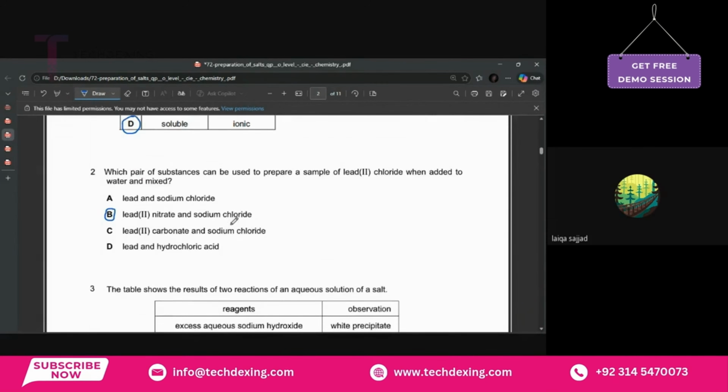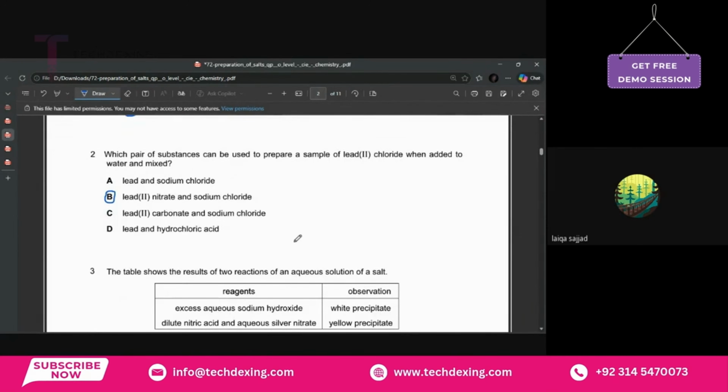And why not C? Lead carbonate and sodium chloride. Because the lead carbonate is insoluble in water. Very good. Because to create the lead chloride, we need to mix two soluble salt solutions together. We get an insoluble salt from two soluble salts, right? But lead carbonate is insoluble in water.